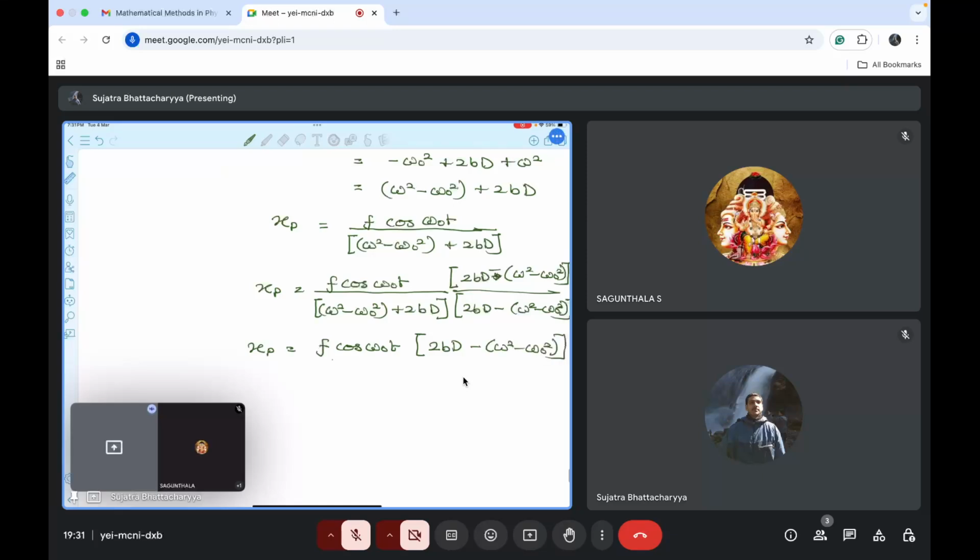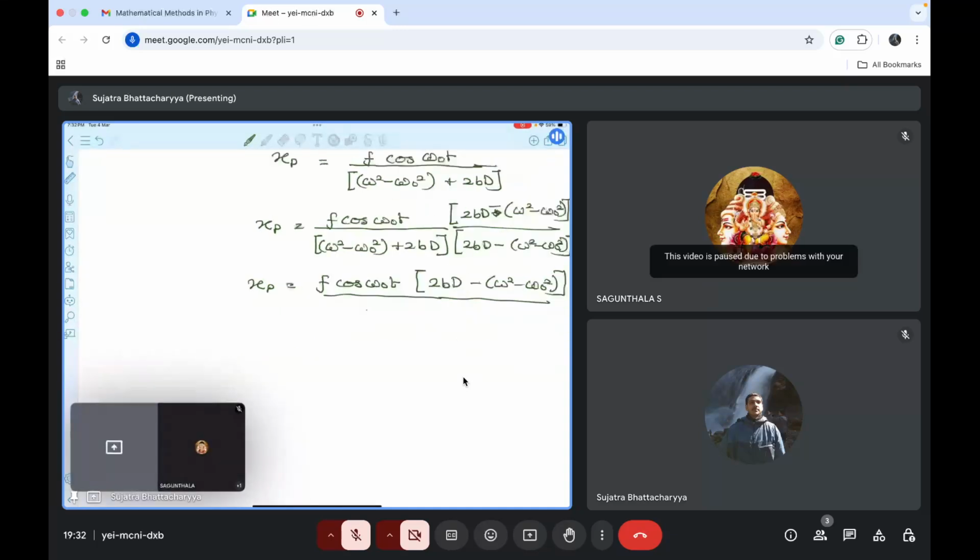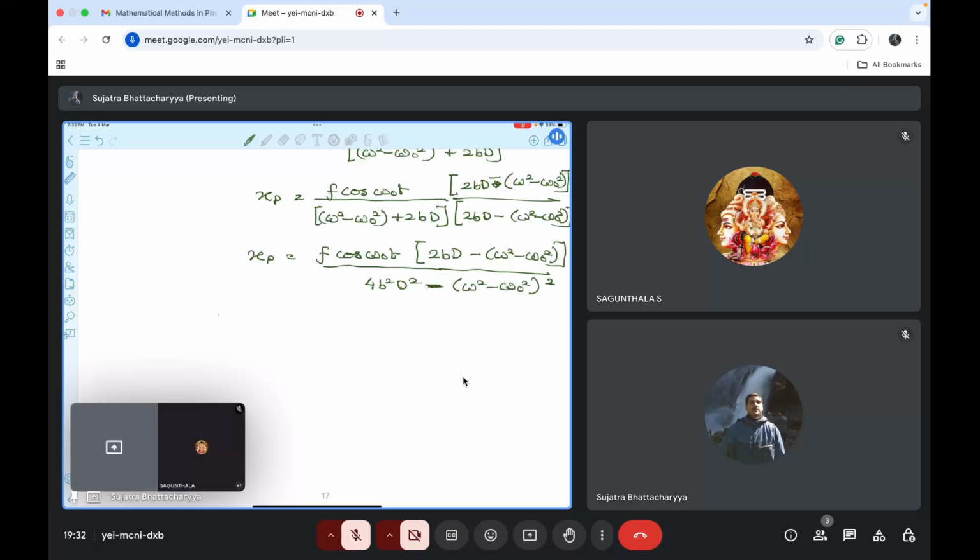It is mathematical, but I want to show how the rules which we have seen are actually followed here. So it will be now 4b square d square. You can see that it is a plus b, a minus b kind of a thing. Omega square minus omega naught square, whole square. Right? This is the expression. Solve it further, it will be somewhat complicated, but better to see.